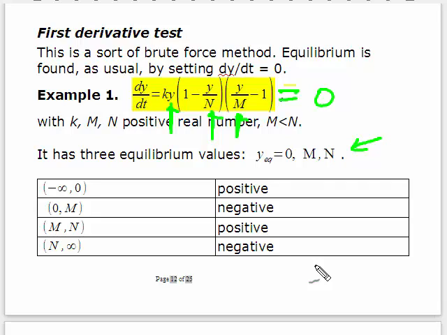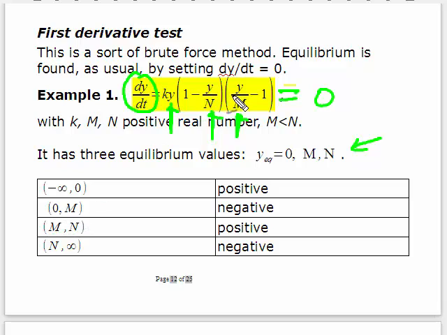Those values divide the y-axis into different regions, those intervals between these equilibrium values, and you evaluate this derivative between those values. So starting at minus infinity to 0, because that would be the lowest region, you find that it's positive. How do you do it? You take something like -1 and put it through this equation and see if the result is positive or negative.